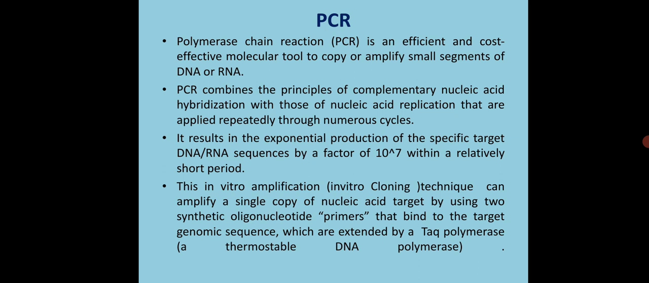PCR combines the principle of complementary nucleic acid hybridization with those of nucleic acid replication that are applied repeatedly through numerous cycles. It results in the exponential production of the specific target DNA or RNA sequences by a factor of 10 to the power of 7 within a relatively short period. This is in vitro amplification.